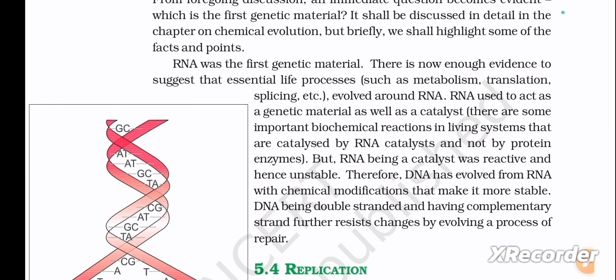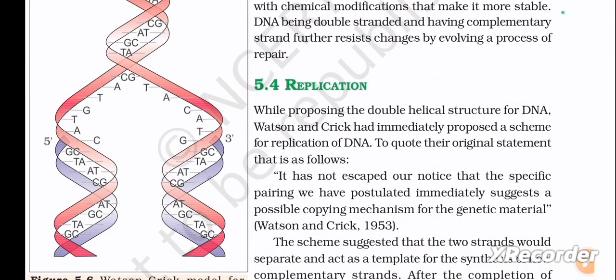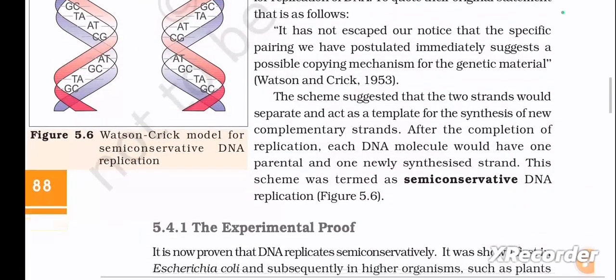DNA being double stranded and having a complementary strand further resists changes by evolving a process of repair. Next is 5.4, replication. While proposing the double helical structure of DNA, Watson and Crick had immediately proposed a scheme for replication of DNA. To quote their original statement: "It has not escaped our notice that the specific pairing we have postulated immediately suggests a possible copying mechanism for the genetic material." Watson and Crick, 1953.